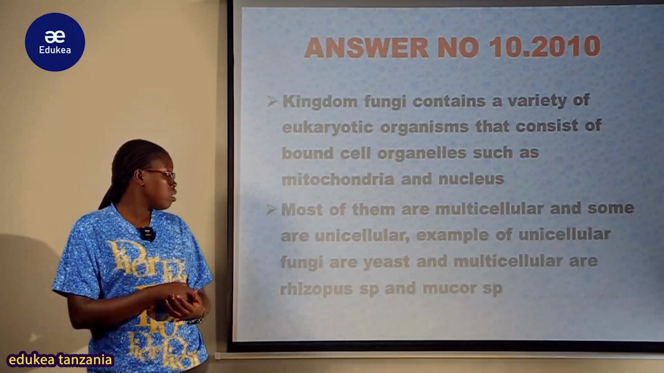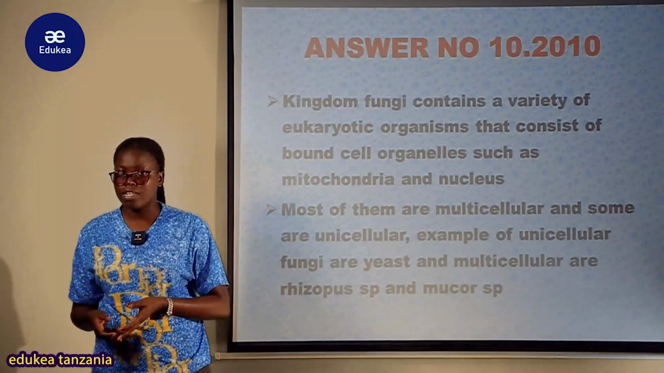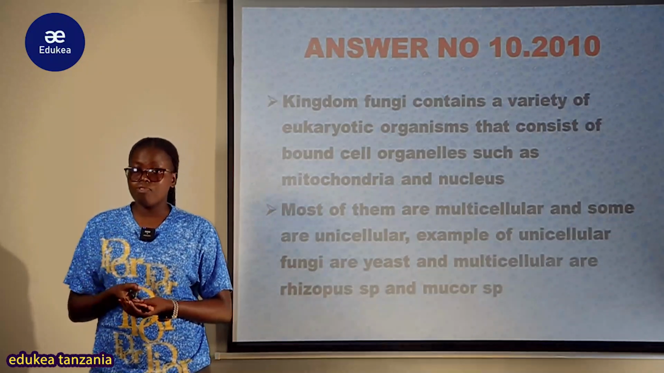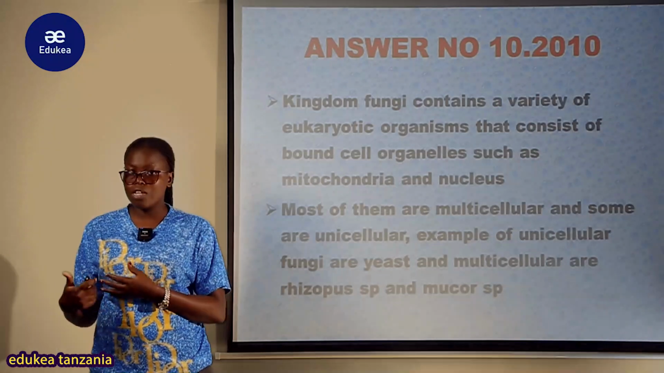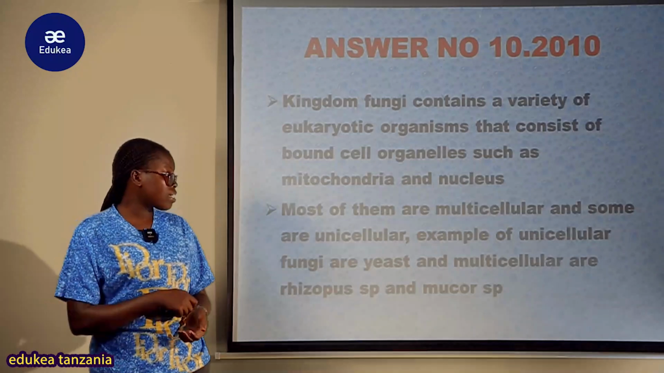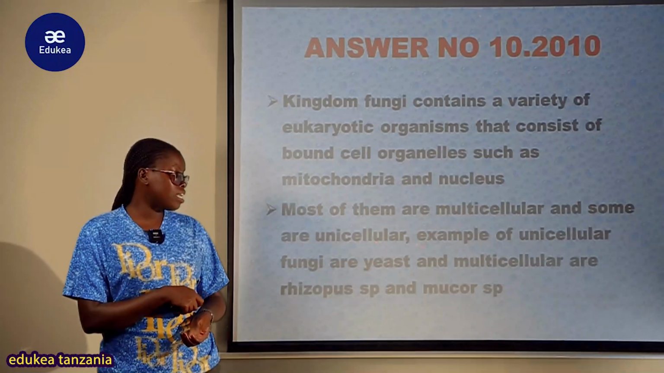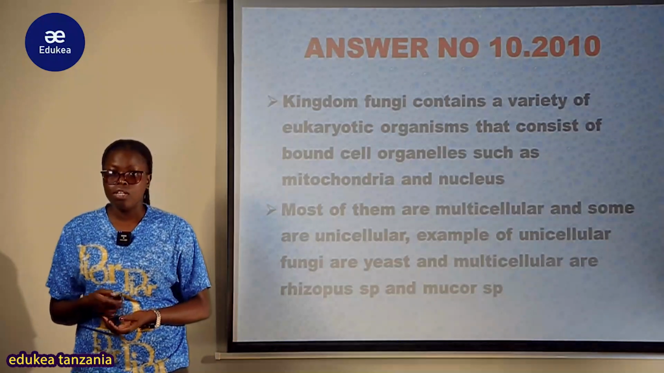Na hivyo most of them are multicellular. Most of the members of the kingdom fungi ni multicellular, meaning that they are made of millions of cells, and some are unicellular. Most of them are multicellular, lakini kuna ambao ni unicellular. Example unicellular ni kuna yeast, na multicellular kuna rhizopus pamoja na mucus fish.